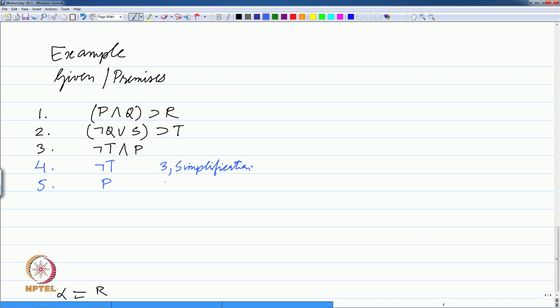Again similar, 3 and simplification. Then 6, negation of not Q or S. How do I get this? I get this from 4 and 2 and a rule called Modus tollens. It is one of the rules.